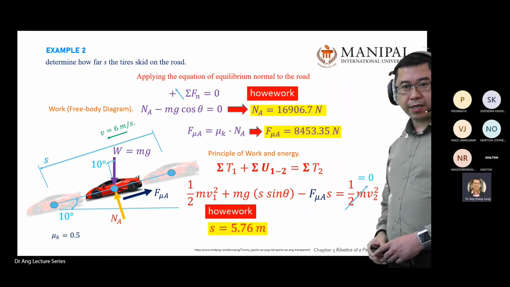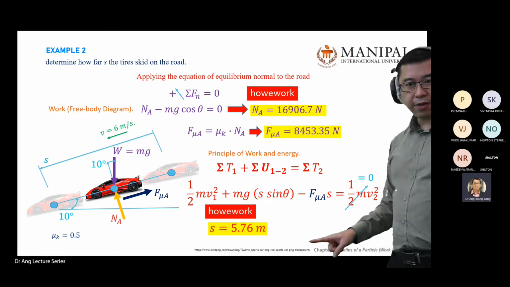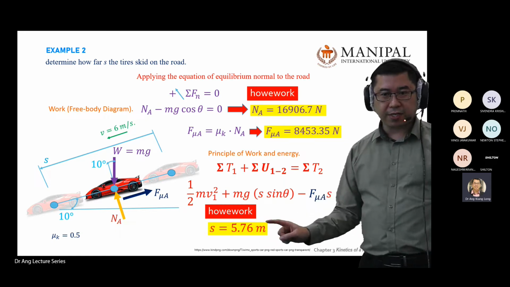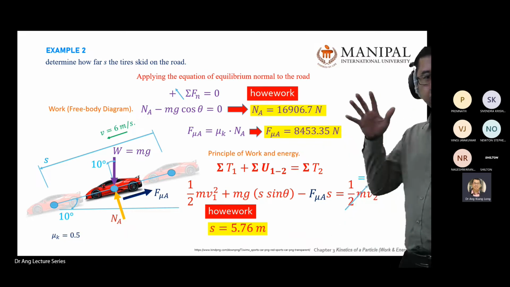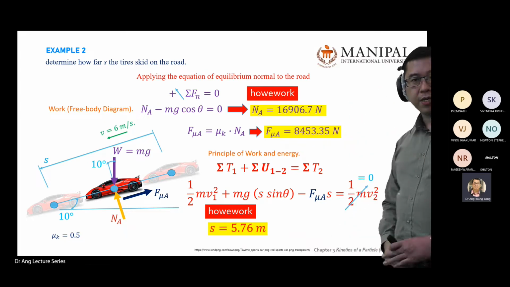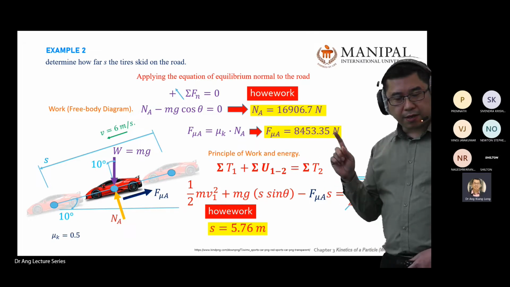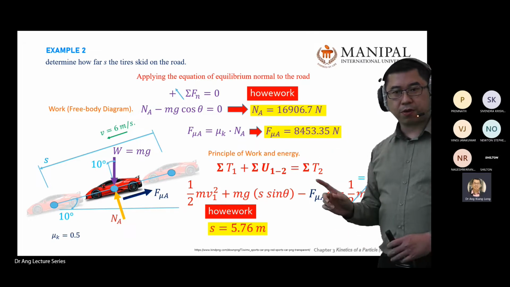Okay, homework. You substitute all the values. This is your reference answer. S, you will get 5.76 meter. Important that you should understand the strategy we use and the reason why we use the work and energy principle to solve this question.